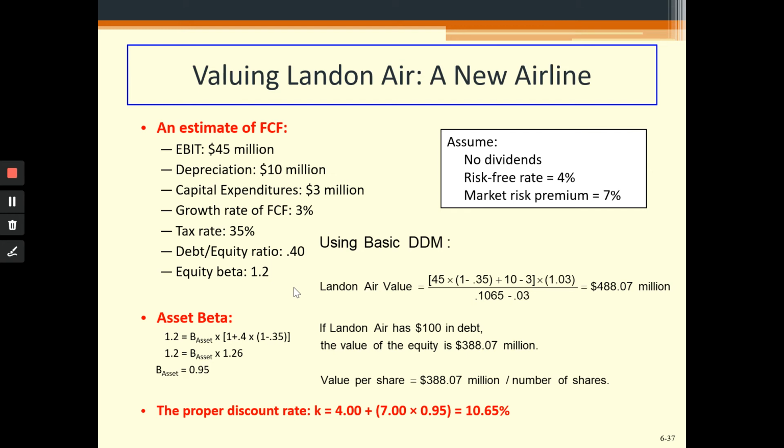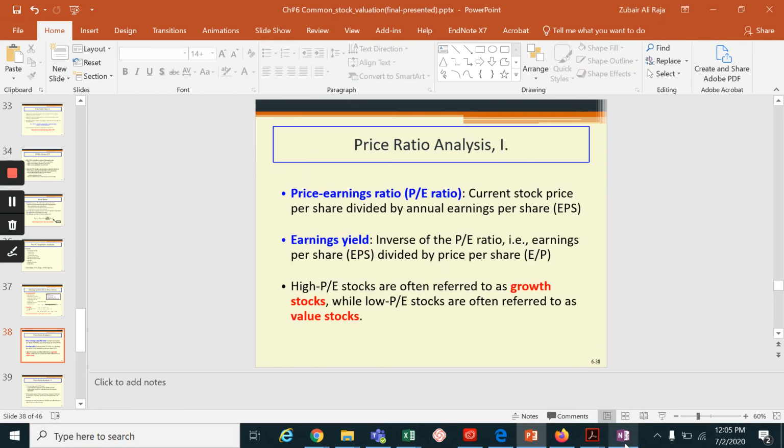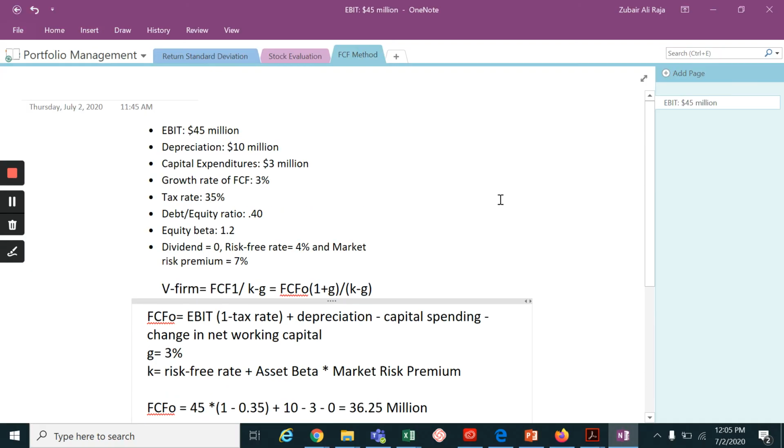We also have the risk-free rate over here, which is 4%, and market risk premium 7%. So all this data is given to you, right? And we need to find the firm value using the free cash flow method. In this situation, if you see, we have a lot more input variables, right?